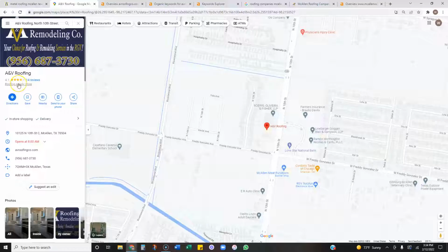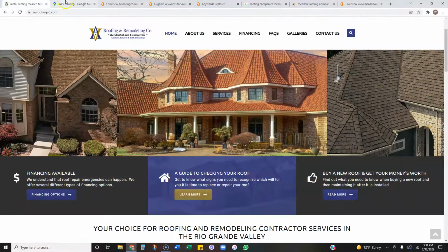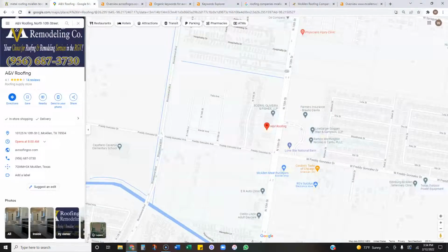You're also being shown as a roofing supply store, so that probably needs to change, because I'm sure you're getting calls for stuff that you probably don't want or need. People who are wanting to do it themselves. So that probably should change. All this information here needs to be consistent throughout the web.